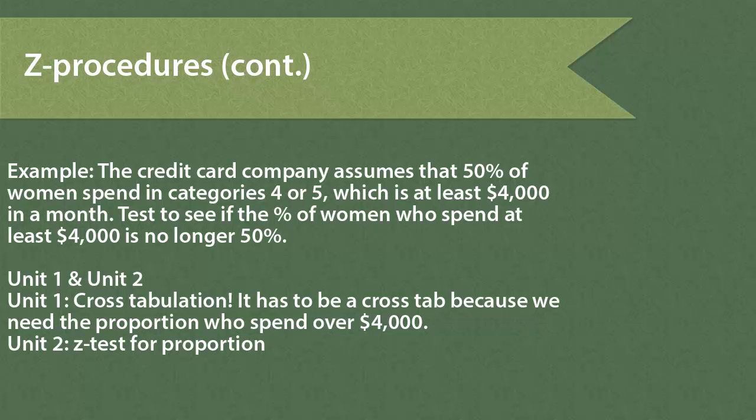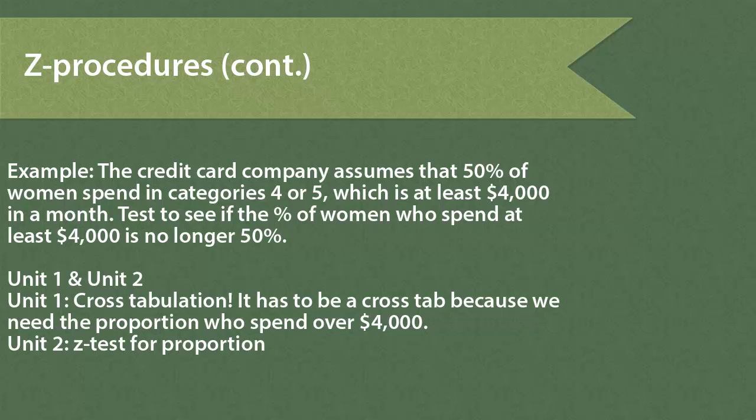What if we were interested in the proportion of women who spend at least $4,000 in a month? For example, the credit card company assumes that the percentage of women who spend at least $4,000 in a month is 50%. We'd like to test to see if the percentage of women who spend at least $4,000 is no longer 50%, or in other words, if that assumption needs revision.